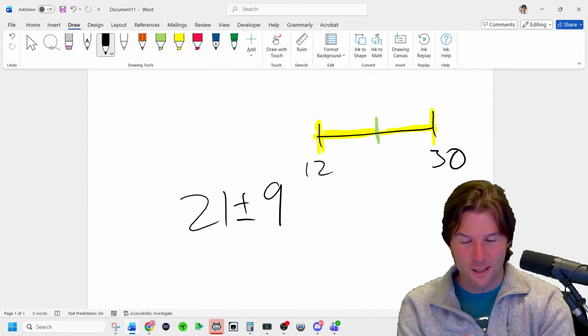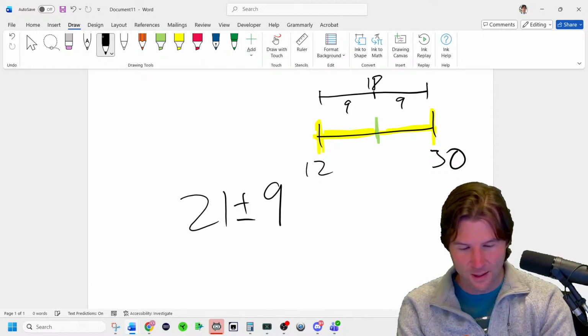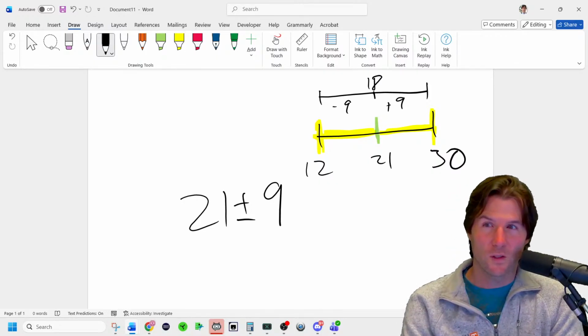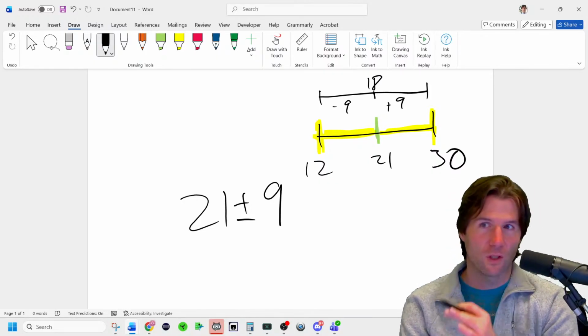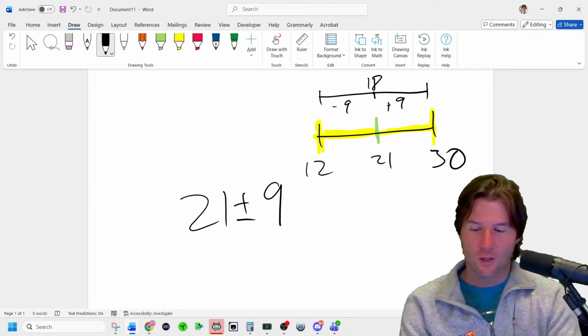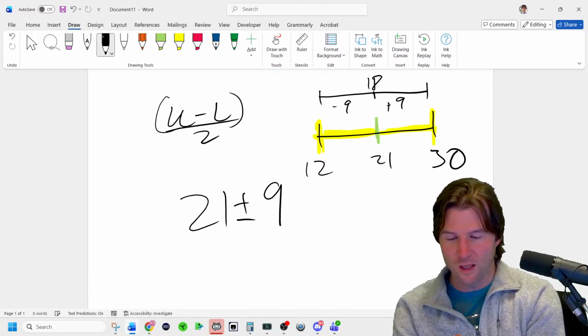It's always half the length of the interval. So if you take the upper minus the lower, 18, the margin of error is always half the length. Does that make sense? 18 is the length of the interval, upper minus lower. So 21 is the center of the interval. If you average the two numbers, you can just take 42 divided by 2, like add them together. So it's half the length of the interval. So the formula is upper minus lower divided by 2, which is the length of the interval.